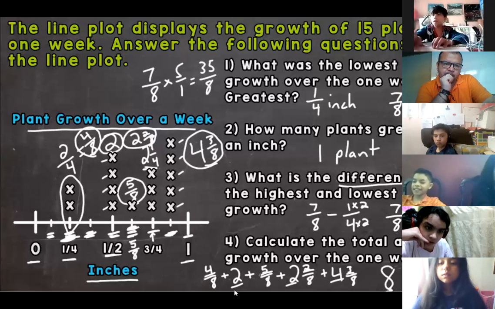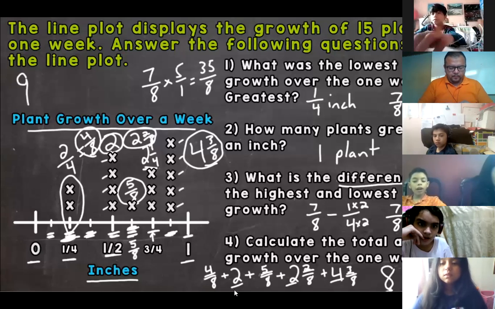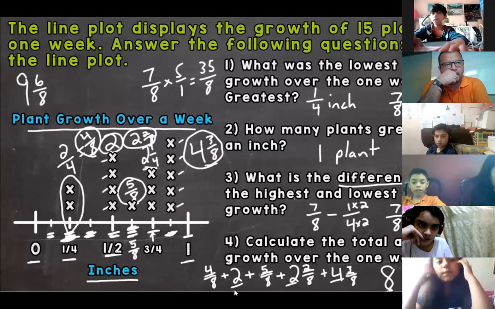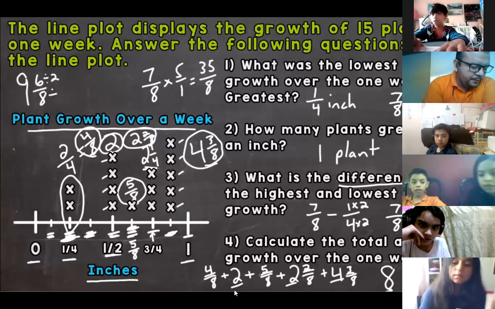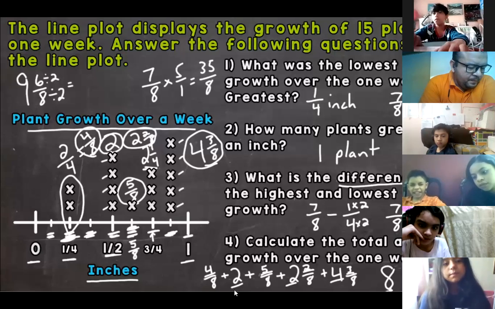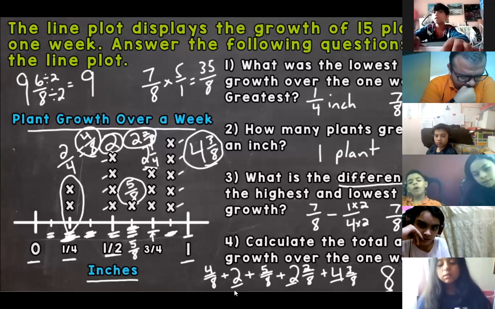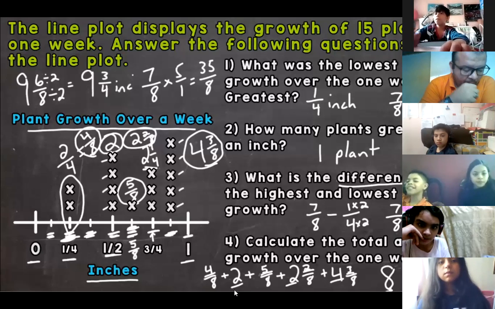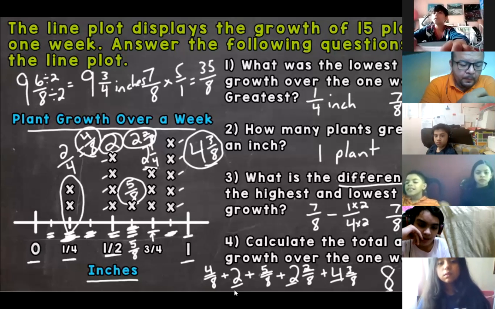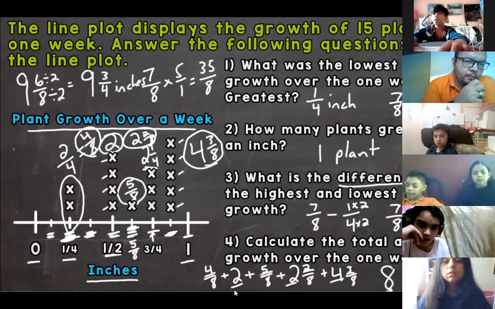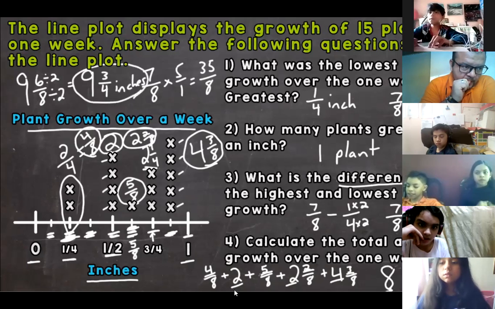3/4. Now I'm running out of room there, so I'm going to go to the top left of my screen and rewrite my answer. I have 9 and 6/8. And again, 6/8 can be simplified. I can divide both of these by 2. And I get 9 and 3/4 of an inch. So 9 and 3/4 of an inch for the total amount of growth between those 15 plants.